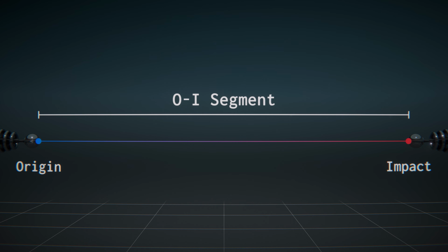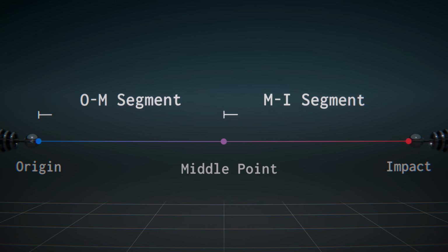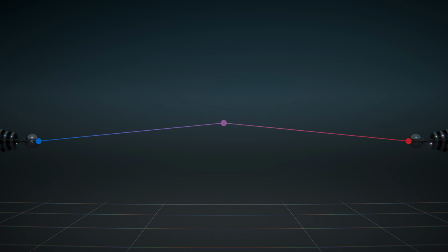Then, we're going to add a new point in the middle of the OI segment. This will create 2 new segments, an OM segment that connects the origin with the middle point, and the MI segment that connects the middle point with the impact point. Finally, we can offset the middle point by some displacement value.